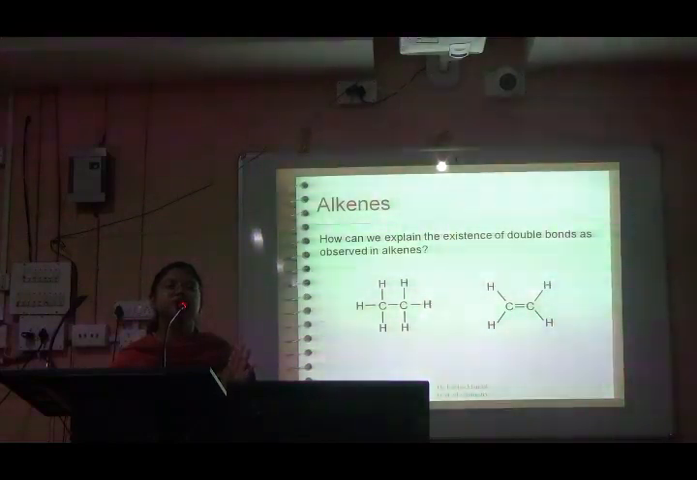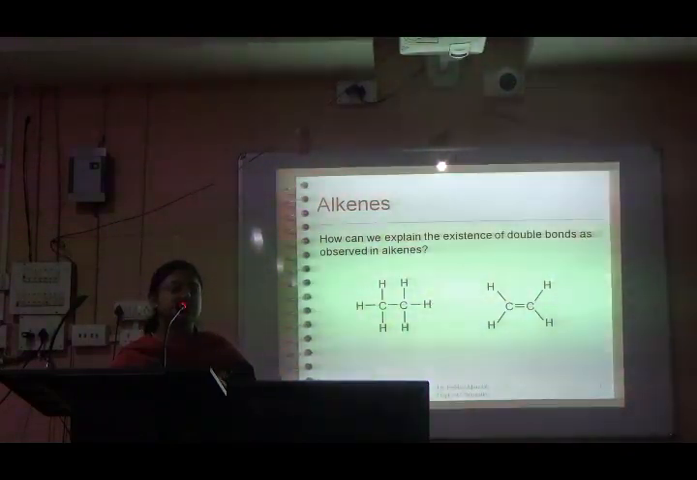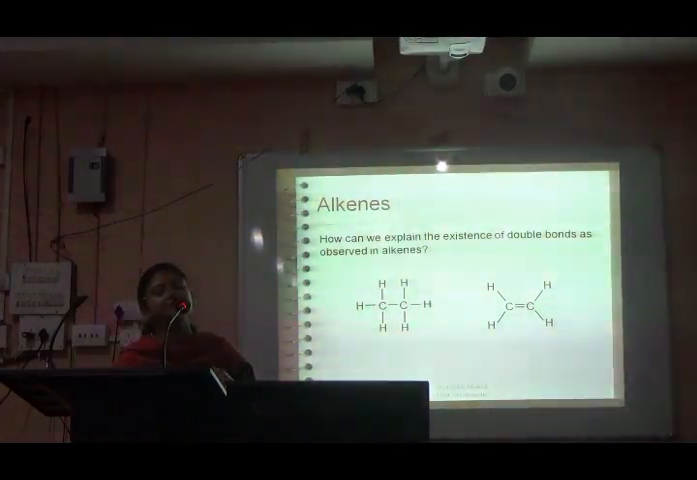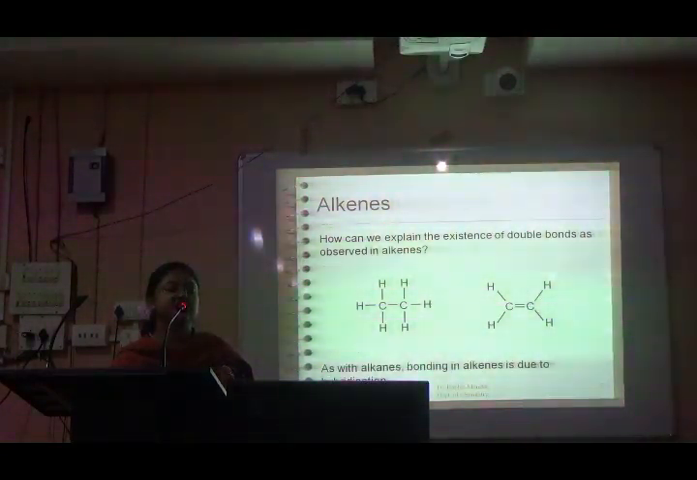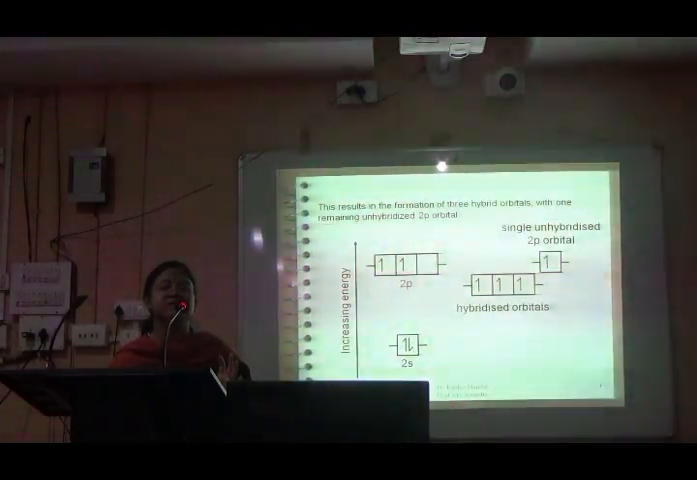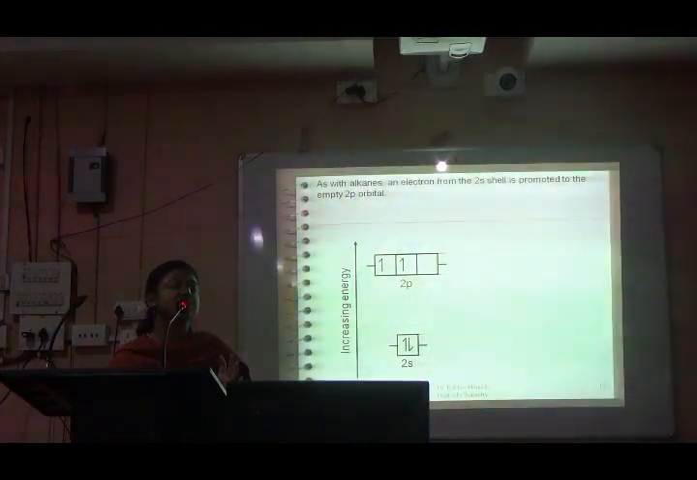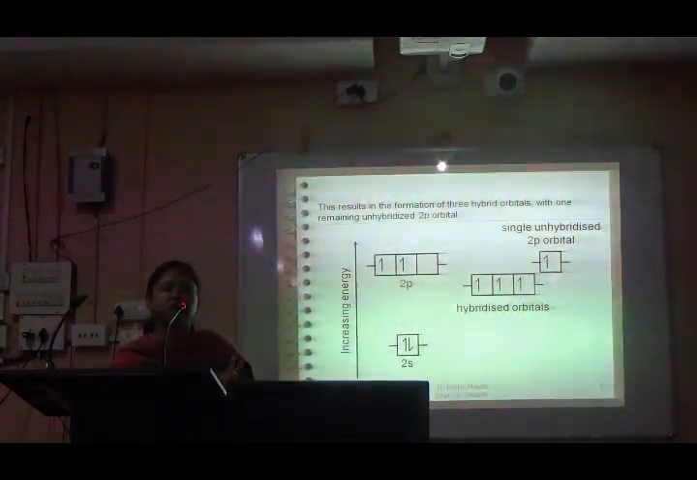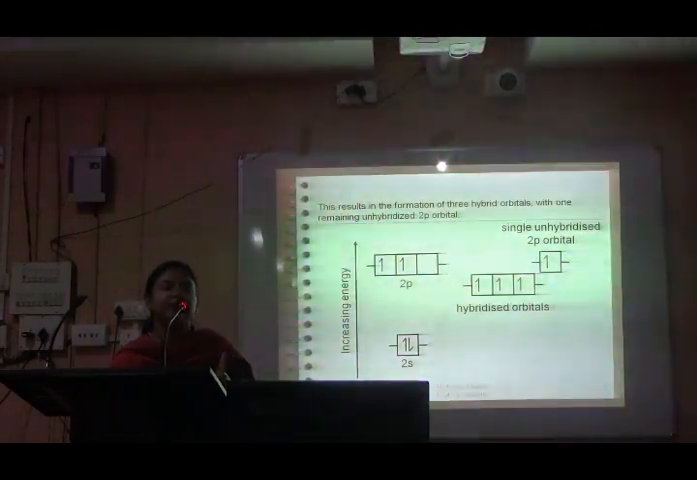Okay, this much we knew. We got an idea about the single bonded compounds, or compounds where pi bonds don't exist. So how can we explain the formation of pi bonds or double bonds in alkenes? As with alkanes, here also the bonding is due to hybridization. The electron from the 2s shell is promoted to an empty 2p orbital, like this. So what happens? In the first step, we are taking only 3 orbitals, that is 1 2s and 2 2p orbitals. The third 2p orbital remains empty.